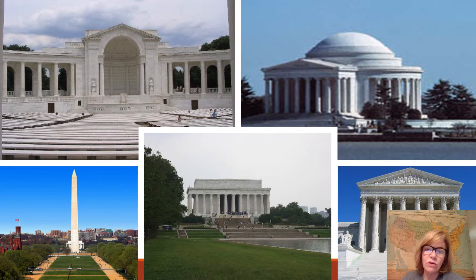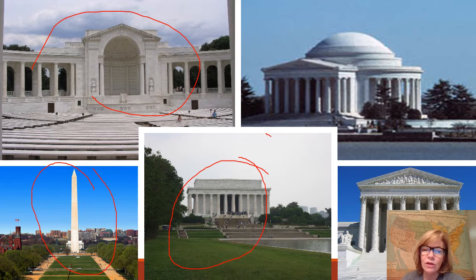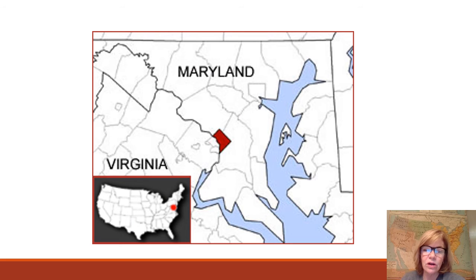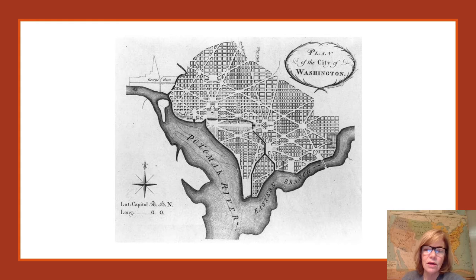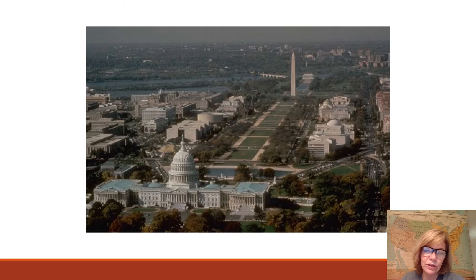Okay, here are some other monuments. This one right here is at Arlington National Cemetery. This is the Washington Monument, of course, the Lincoln Memorial, the Jefferson Memorial, and then this one is the Supreme Court. And then you can kind of see a different view of where it's located. This is the first plan of the city, right? And this is what it looks like from the air.